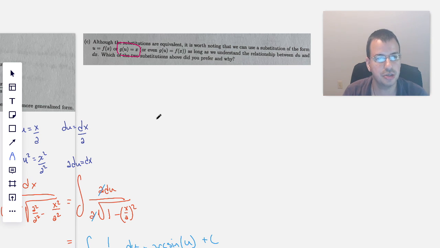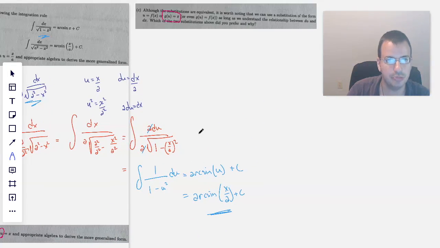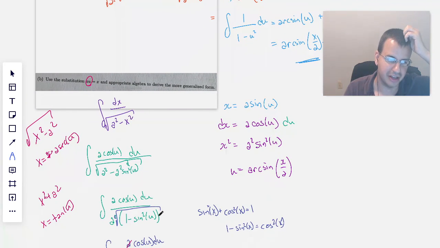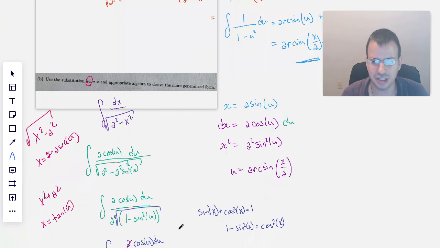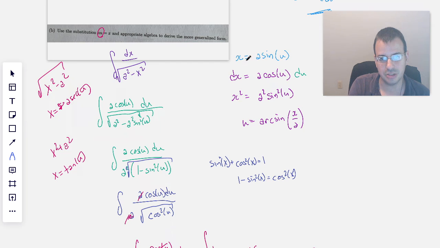Which of the substitutions above do you prefer, and why? My preferred substitution is, in this case, x equals g of u. And the reason is just because I have more practice. You could say it's simpler, more efficient, more streamlined, easier to conceptualize. In reality, though, the reason I prefer this is because this is how I practiced it, this is how I know it, and this is how I feel comfortable. You see this relationship, you set this equal to there, you solve for dx, you solve for x squared, you solve for u, and then you just do algebra.